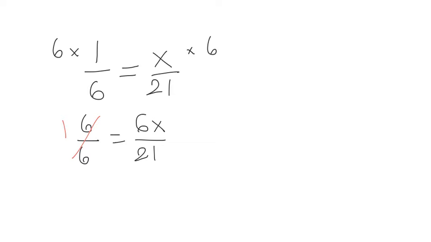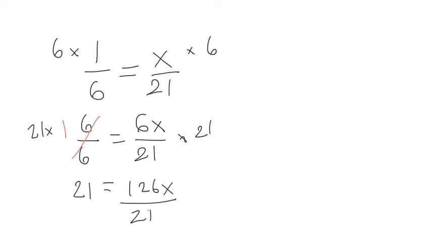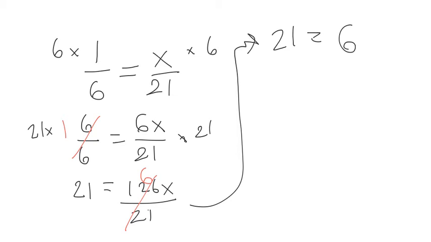Also, I can use the same trick on the right side. I see I have my denominator of 21, so I'm going to multiply this by 21. But then I must also multiply this by 21, so as to keep the balance. On the left side, 21 times 1 is 21. And on the right side, 6 times 21 is 126, so I have 126x divided by 21. Now you might wonder what that is, but in actuality, this simplifies to just 6x. So now I have 21 equals 6 times x.